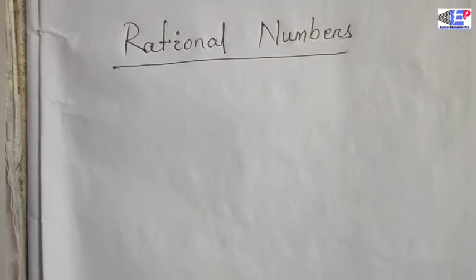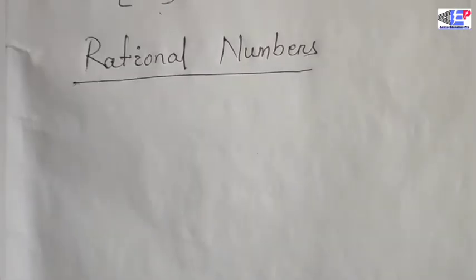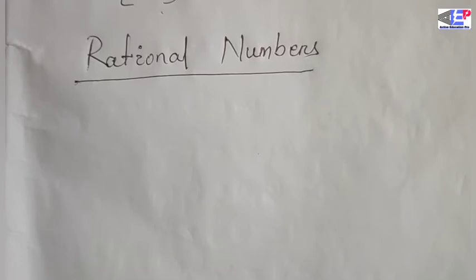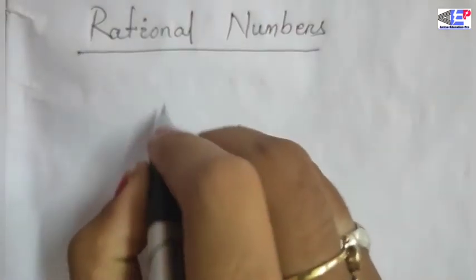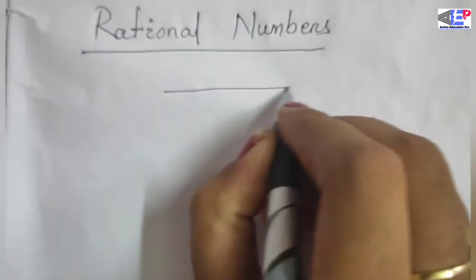In this video, we will learn the first chapter of Class 8 NCERT book, Rational Numbers. You know very well about number lines, integer numbers, positive integers, negative integers. Let's first do a number line. Draw a number line.